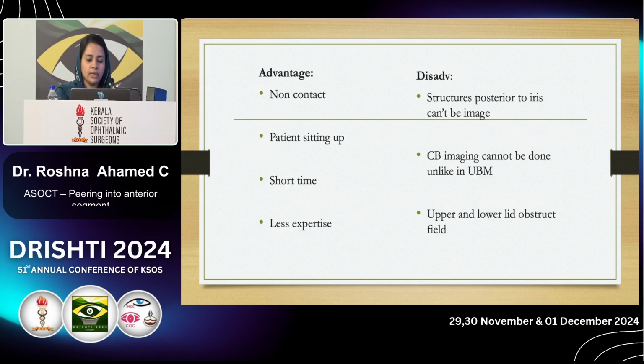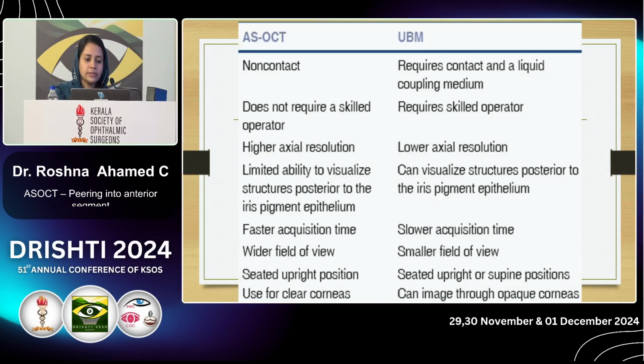The biggest disadvantage is that we cannot image the ciliary body; for that you have to do UBM. Structures posterior to the iris cannot be imaged in ASOCT, but it can be done in a short time with less expertise, in the sitting position itself. The most important difference is that UBM can visualize structures posterior to the iris pigment epithelium, but ASOCT cannot. But in ASOCT we have a wider field of view compared to UBM. Thank you.